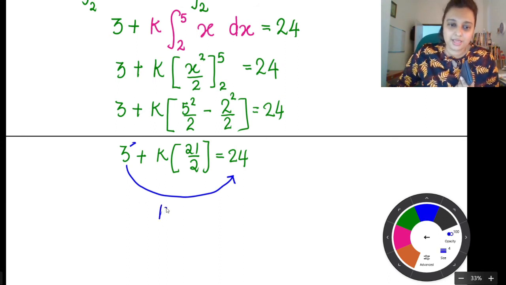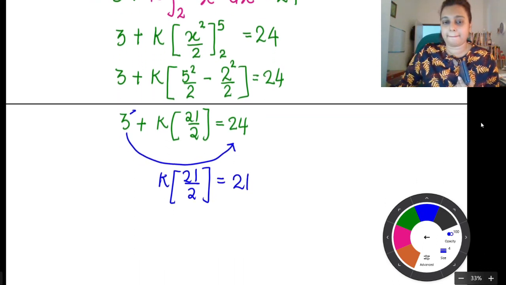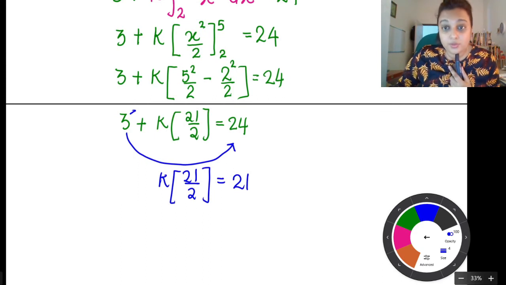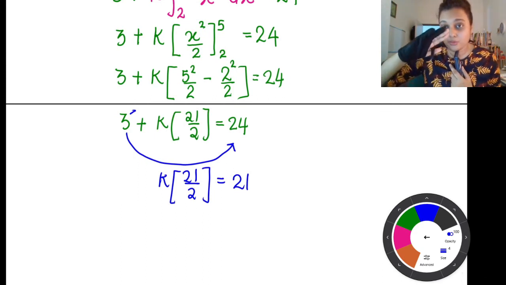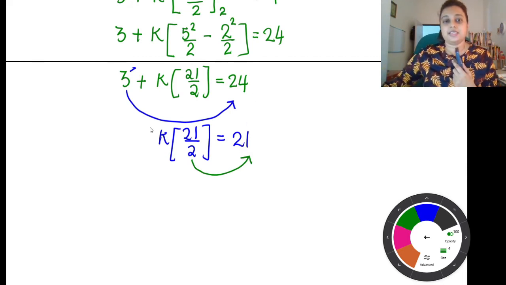Okay, so it becomes 24 minus 3. So it will become 21. Okay, k and 21 over 2. How do we move the 21 over 2 to the back? What will it become? Because I see some students still struggle when you bring this go behind. Remember, okay, it's very easy.